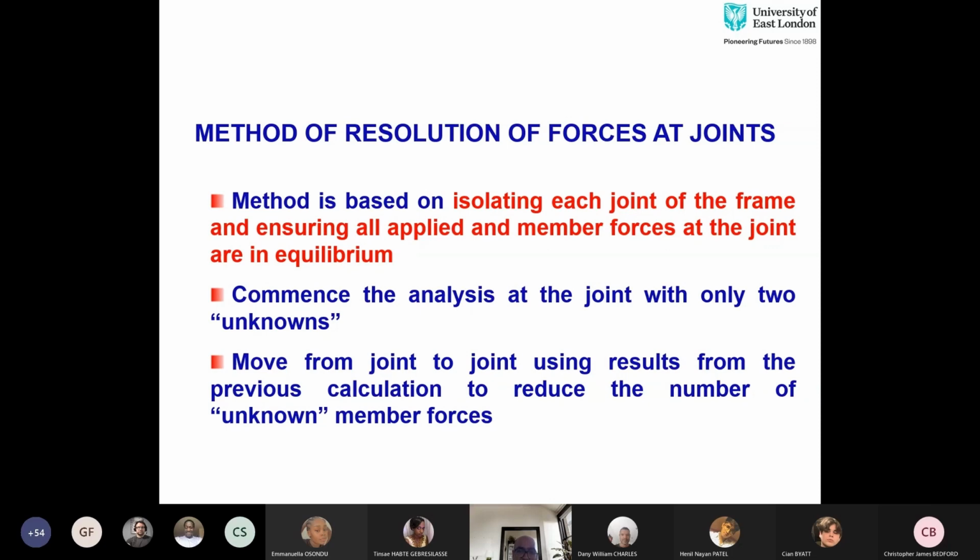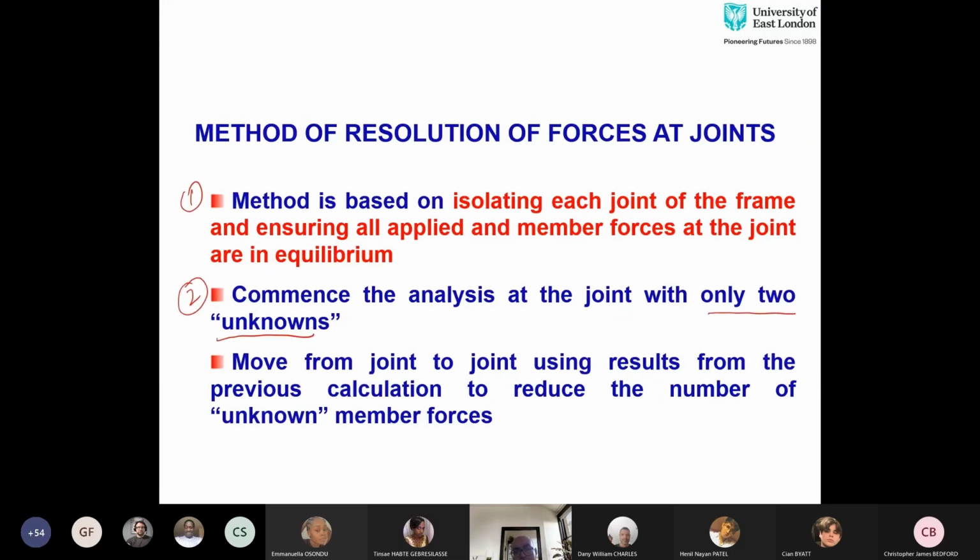This method consists of isolating each joint of the frame and ensuring all applied and member forces at the joint are in equilibrium. What does it mean by equilibrium? It means that we will sum all forces in horizontal direction, we will sum all forces in vertical direction. And then we have to start the analysis at a joint with only two unknowns. If there are more than two unknowns, then certainly you cannot start with that joint.